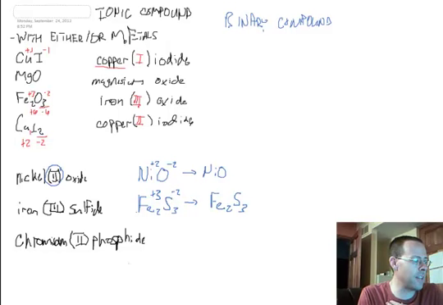Alright, and our last example is going to be chromium 2 phosphide. And this one is going to look like this. Chromium. And then we have phosphide. And phosphide is right there underneath nitrogen. We kind of talked about this. It's always going to be a -3. Chromium happens to be a +2 in this case. So again, our least common multiple is going to be 6. So 2 times what is 6? 3. 3 times what is 6? 2. So this formula is Cr3P2.